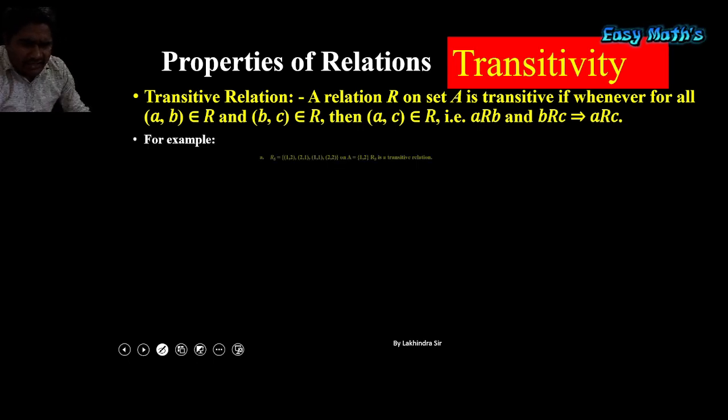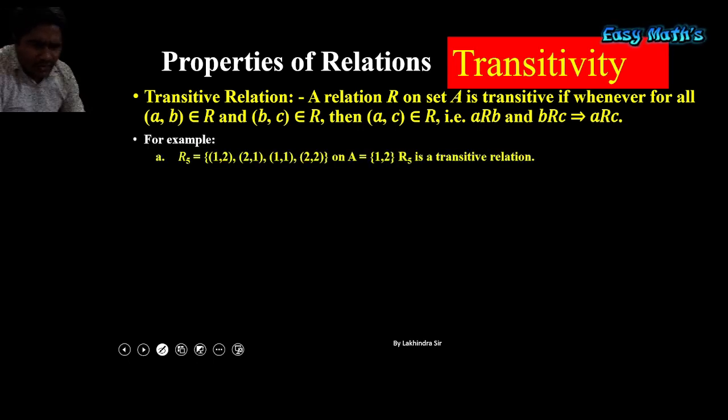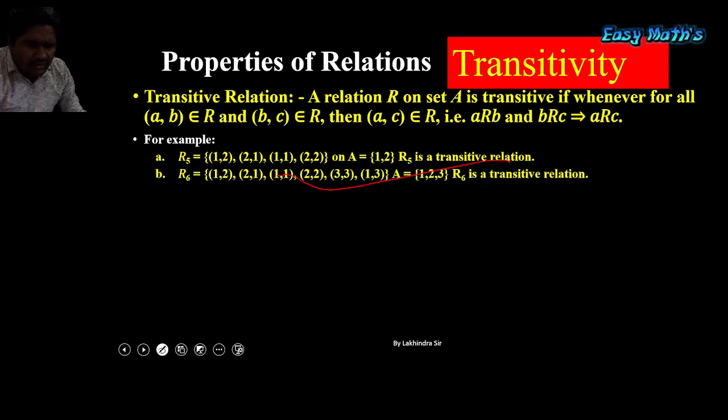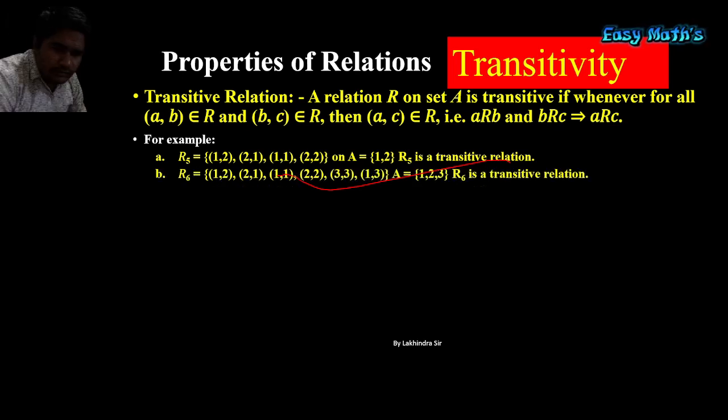Now here is some example also. 1 is related to 2, 2 is related to 1, so that's why 1 is related to 1 also. In the same way, 2 is related to 1 and 1 is related to 2, so 2 is related to 2 also is in the relation. So that's why you can say that it is a transitive relation. Other examples we can also go through.